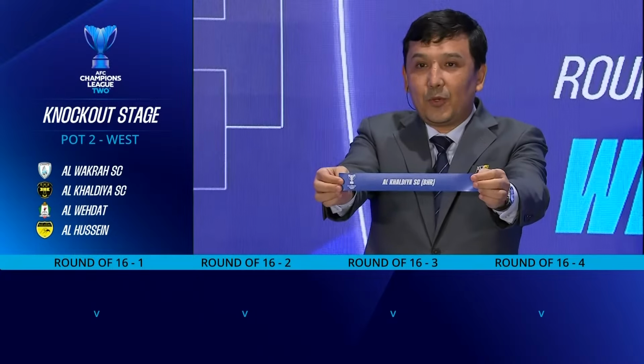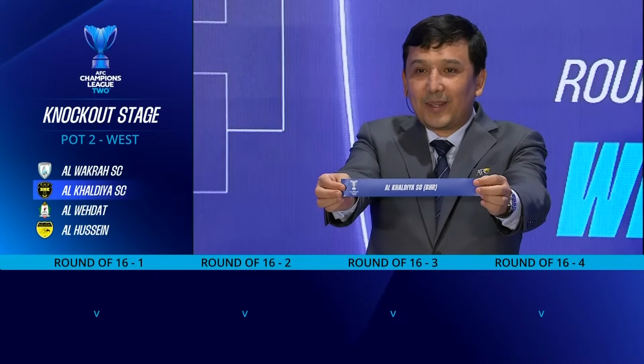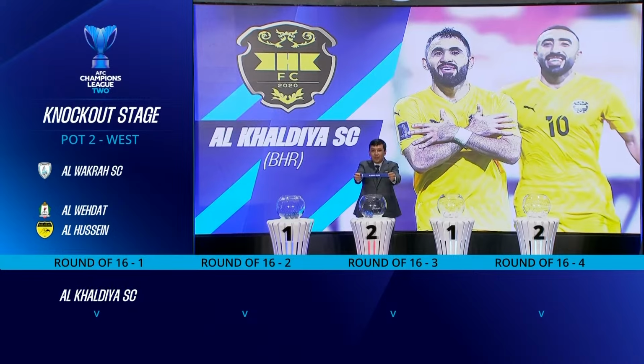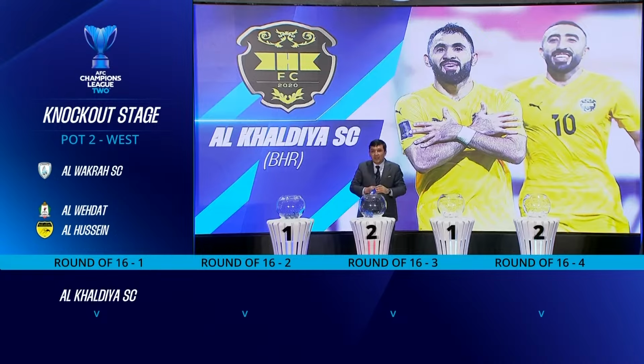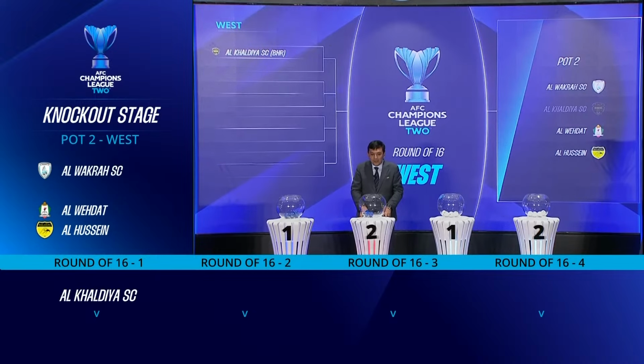Al Khaldiya Sports Club from Bahrain. 2023-24 Bahrain Premier League champions. This is their second title and second in a row. The club was established in October 2020, and in 4 years' time, this is the first time they have participated in AFC competition as debutants, and they reached the knockout stage in their debut. They will take position 1 in round of 16-1 as Team A.